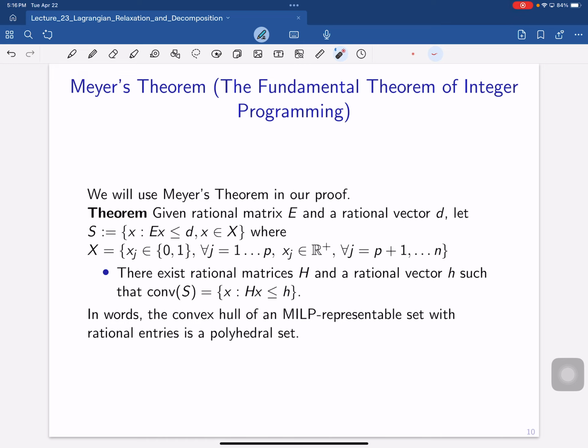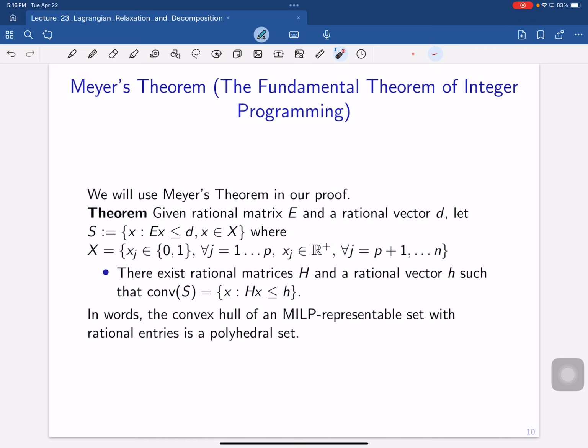What it says is, given a rational matrix E and a rational vector d, let S be the mixed integer linear constraints, where this capital X set means some of the variables are binary, some of them are continuous. So if E and d are rational, then Meyer's theorem says there exist a rational matrix H and a rational vector h, such that the convex hull of this mixed integer set can be represented as a polyhedron. It is called the fundamental theorem of integer programming. We did not prove that, but you can assume it is true.